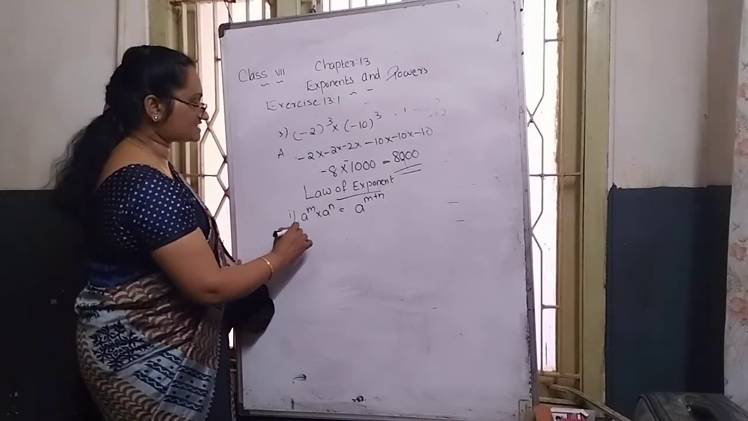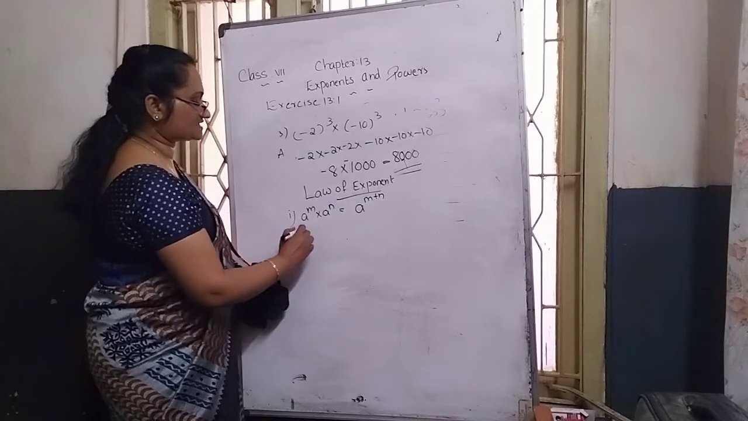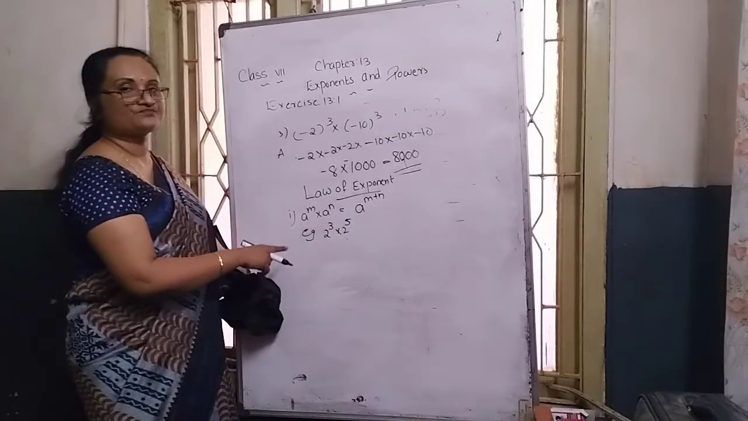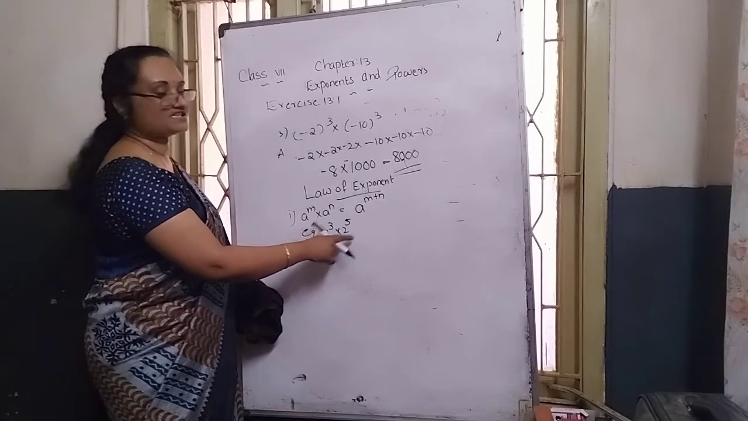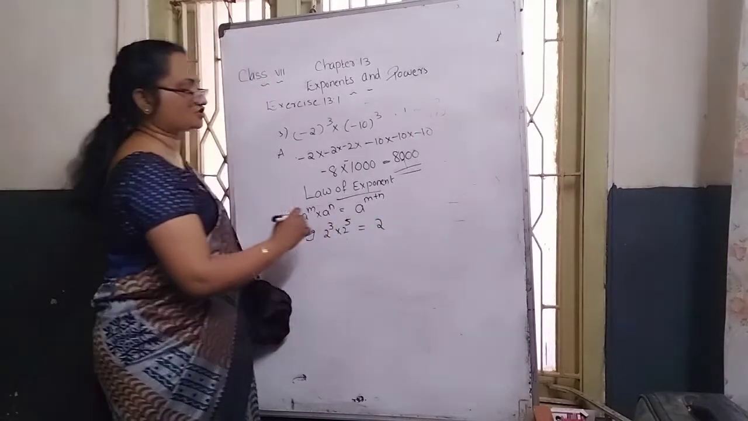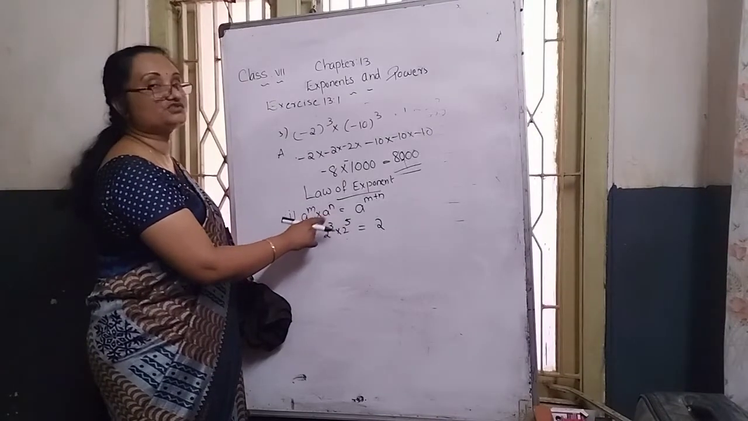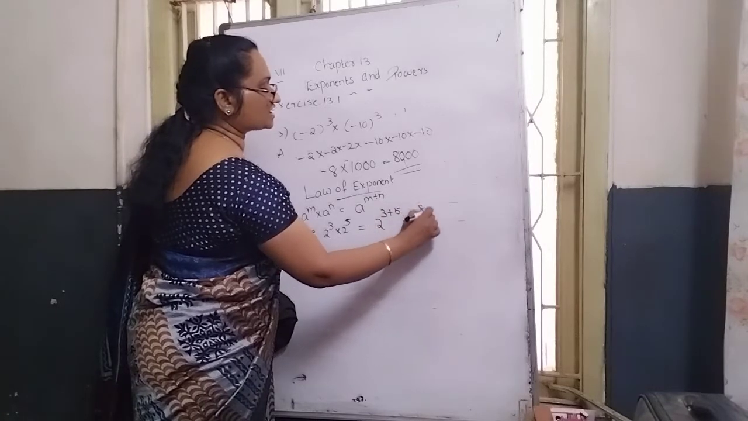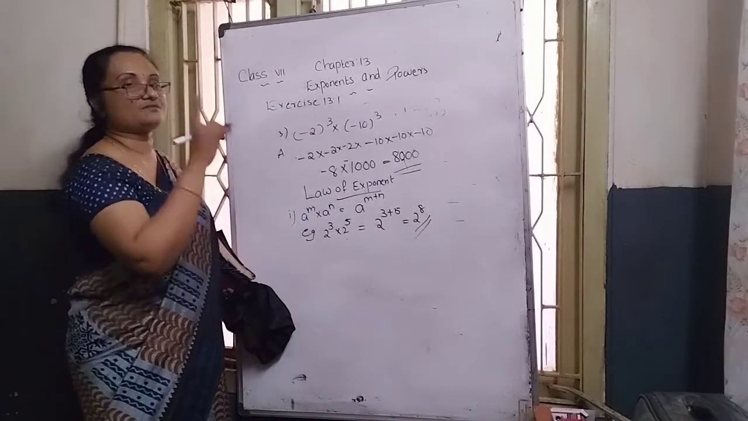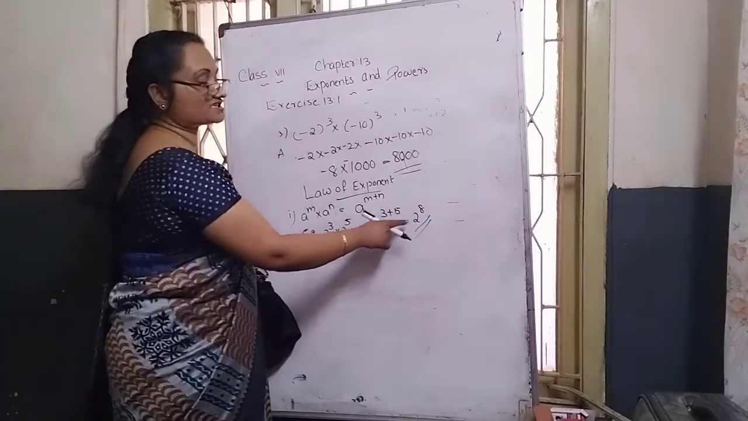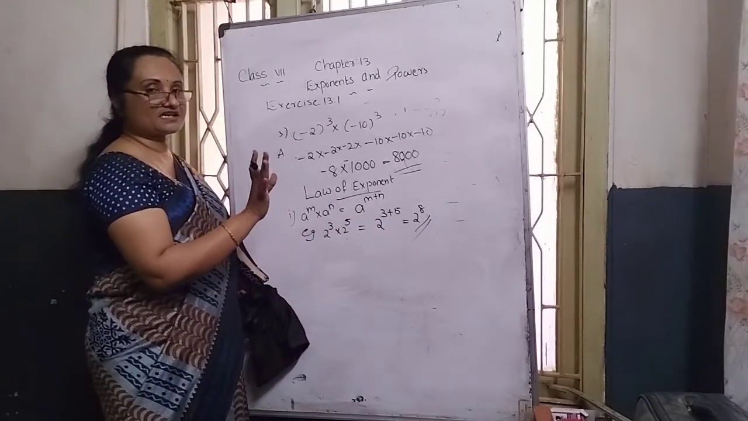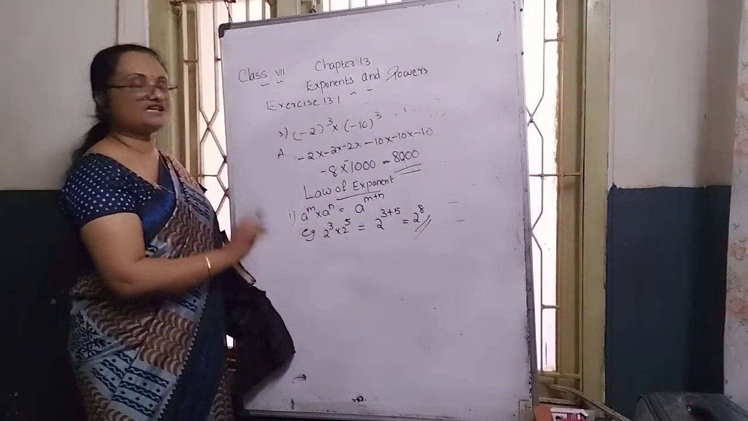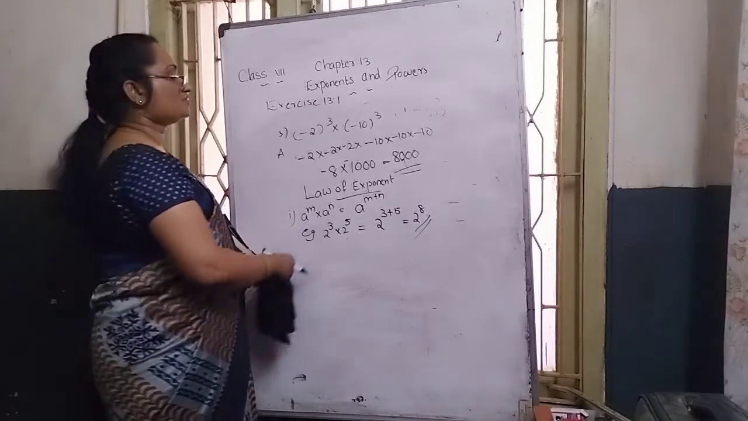The first rule says, for example, 2 raised to 3 into 2 raised to 5. See, here also base 2, here also base 2. So the base is the same, which means write the base one time. What are the powers? m and n values are 3 and 5. Powers are added. So 3 plus 5. 3 plus 5 comes to how much? 8. So write the same base and power 8. Don't forget to write the base. Without the base, writing the power alone means that the answer is not right. So write the base with the added power. This is the first rule.